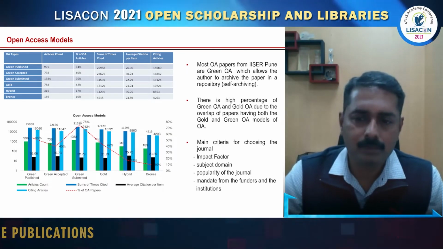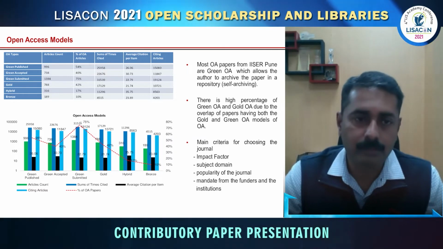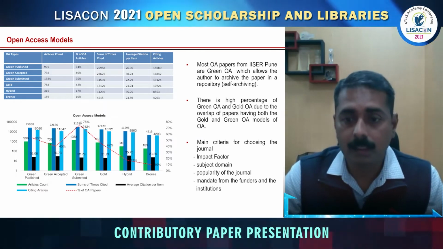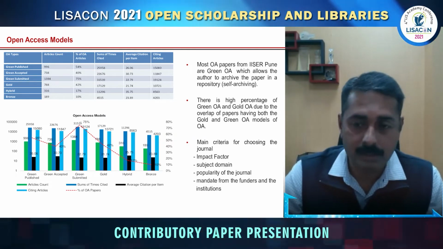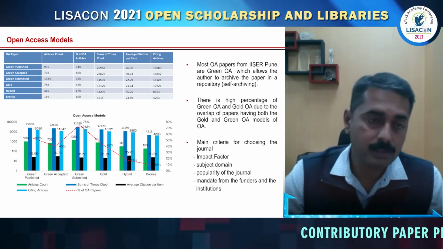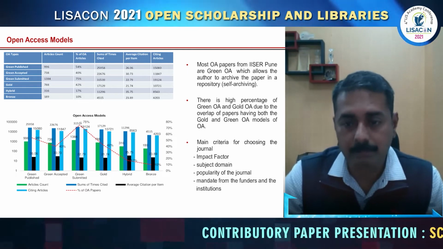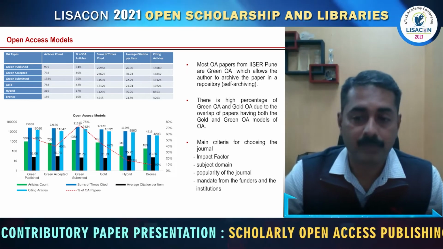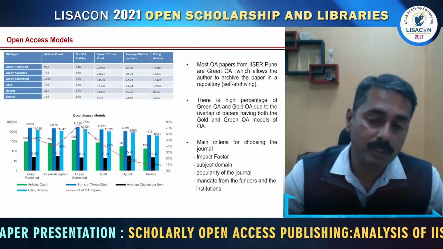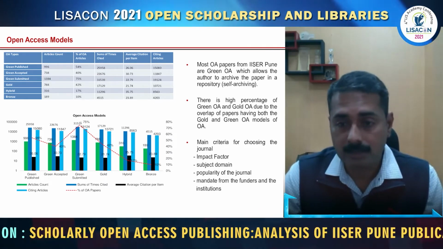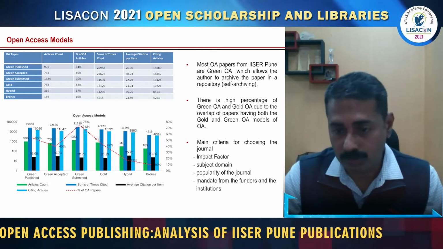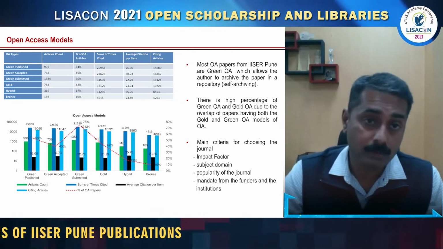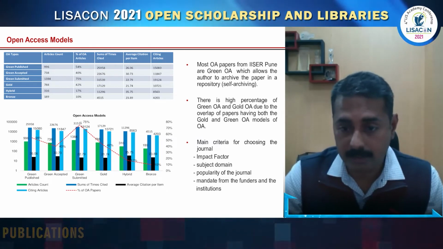Main criteria for choosing the journal when authors want to publish their papers in open access model: the impact factor plays an important role. The researchers look for higher impact factor journals, and also they prefer the journals belonging to their own subject domain. Popularity of the journal is another reason for them to choose the journal to publish their papers, to achieve a better visibility and impact.